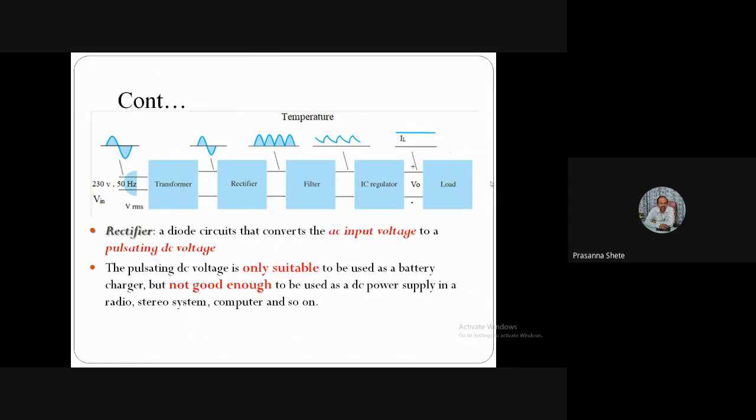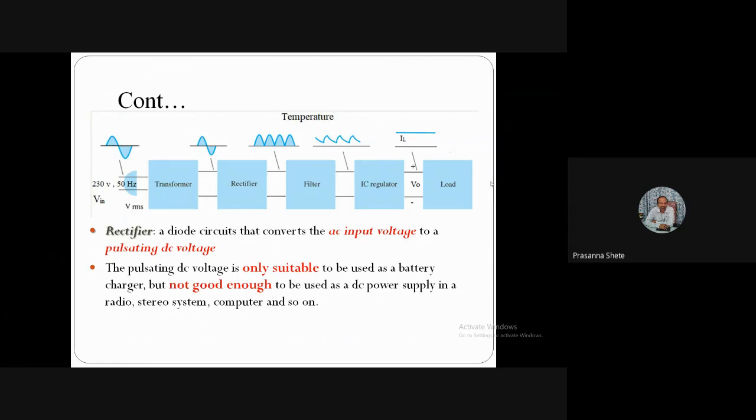Then in the second block on the screen, we have a rectifier. Dear students, we have studied different rectifiers in detail, which has AC input voltage and the output is a pulsating DC voltage. So we have a pulsating DC output which is not suitable to charge a battery. So it is not a DC regulated power supply, which is used in radios, stereo systems, computers and so on.